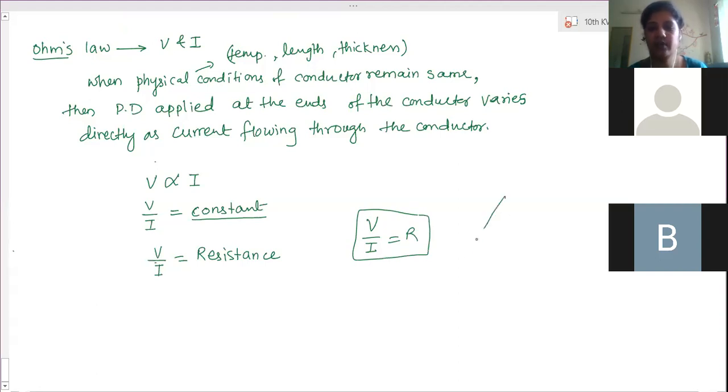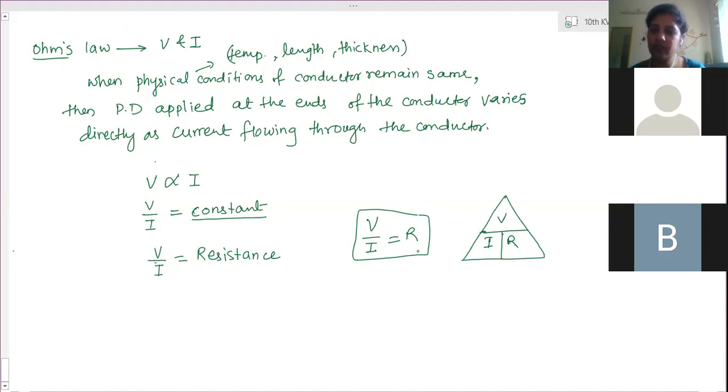And you can remember this by this triangle. Just like you remembered for S, V and T, speed, velocity, speed, time, and distance, similarly this one also. V, I, and R you can write. R is equal to V by I, I is equal to V by R, and V is equal to I into R.